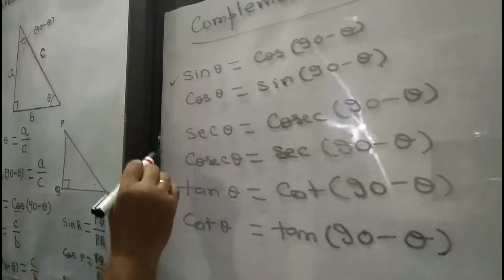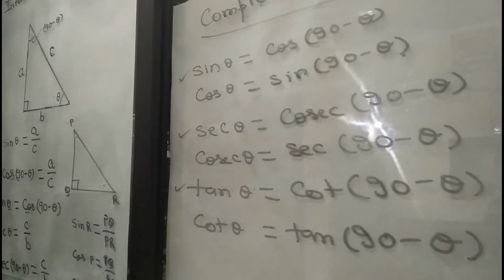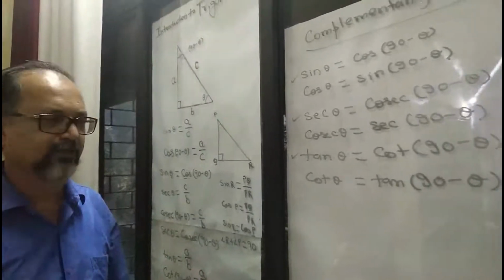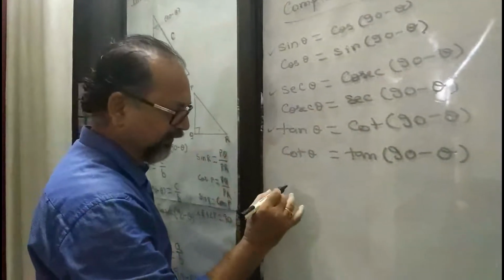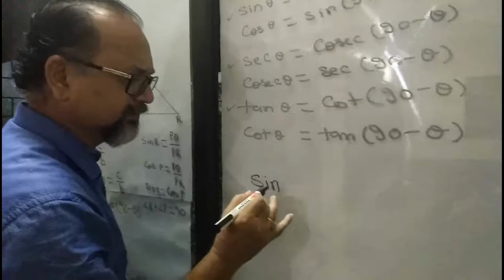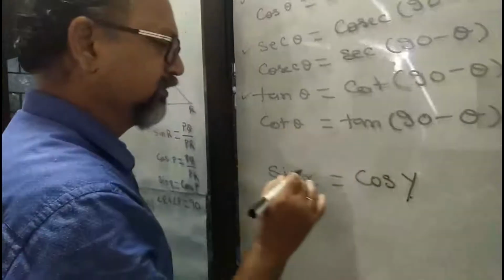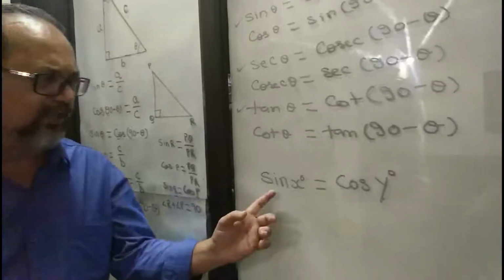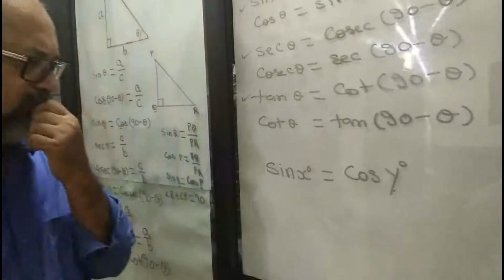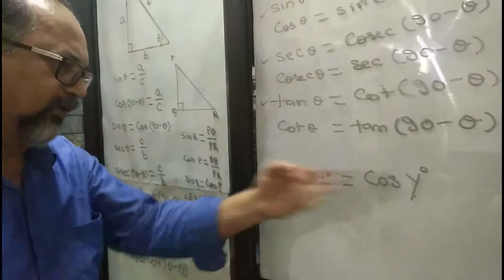So these are the complementary ratios. We will apply this to solve some numerical problems. So from these, what do you gather? Suppose sometimes you come across sin x degree is equal to cos y degree. If you come across this, what do you know? If sin x degree is the same as cos y degree, what can you conclude? What more information do you get from here?